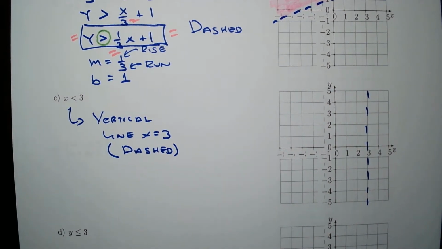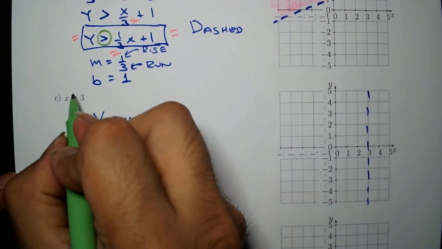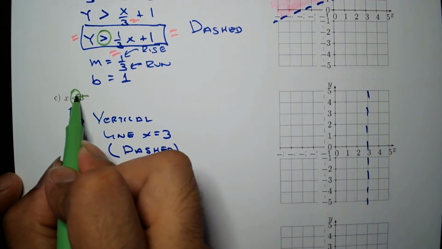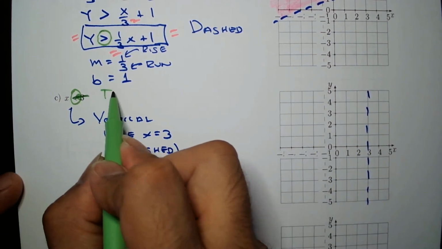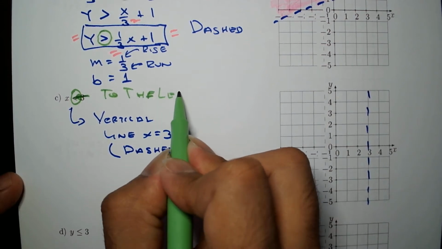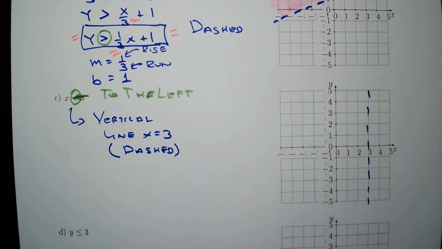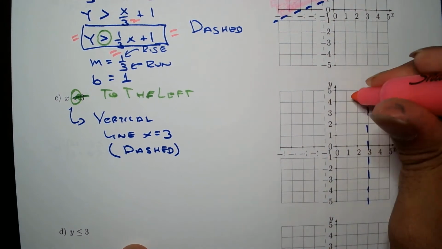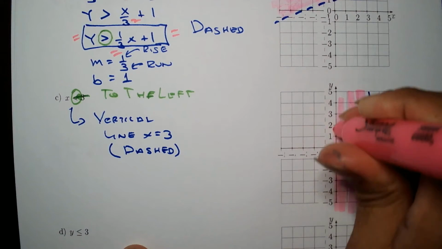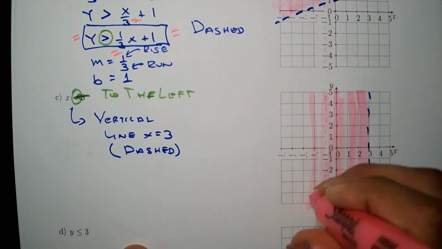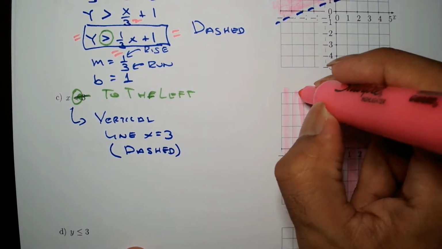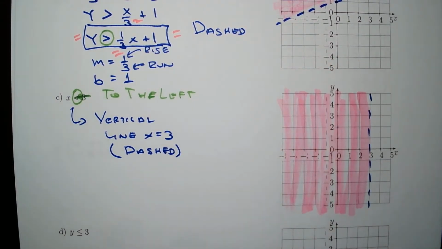And because of the inequality symbol, look at the inequality symbol. Think of it as an arrow to the right. I mean, actually to the left. And shade everything to the left. Let's keep going.